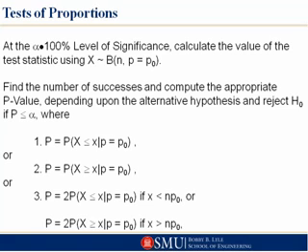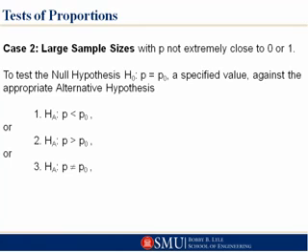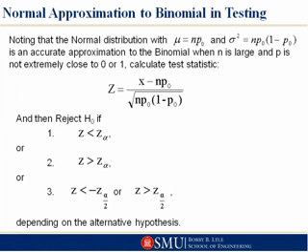It goes better if I show you the numbers on this. That's going to be if the sample sizes are small. If you have large sample sizes with p not extremely close to 0 or 1, then what you're testing is the null hypothesis, again, just as we had before, that it's equal to some specified value. And you have to think about, well, what is my alternative? Is it that I believe the true proportion is less than the null hypothesis, greater than the null hypothesis, or simply that the true population proportion is not equal to the specified value p naught?